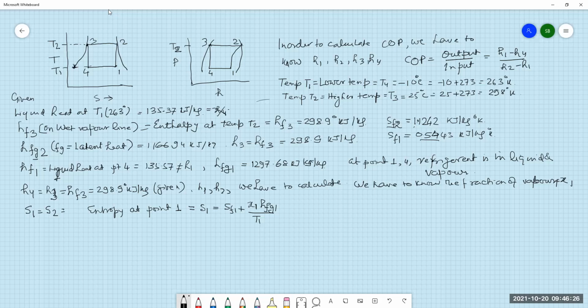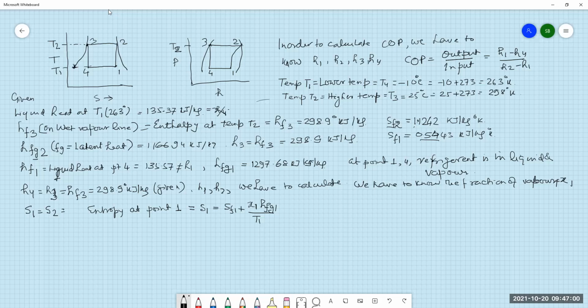So HF1 is here 135.57 plus 0.91 into HFG1, 1297.68, which is equal to 1316.26 kilojoule per kg.